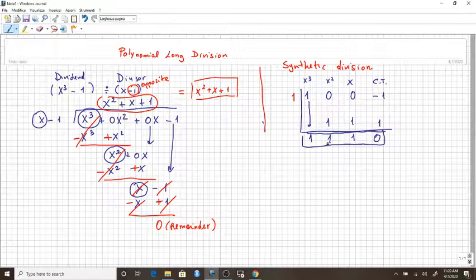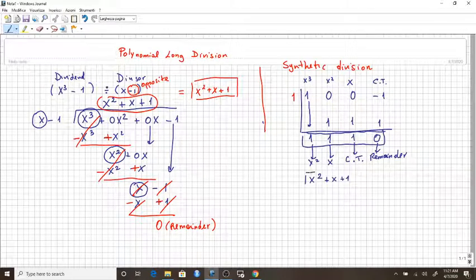You just need to be able to interpret the meaning of this solution. Okay, the last number you see here, which is 0, is always the remainder. This represents the constant term, which is the number by itself. This is always the x, and this is the x squared. So these are the coefficients of x squared, x, and the constant term. So what we get is x squared plus x plus 1, and we are done.